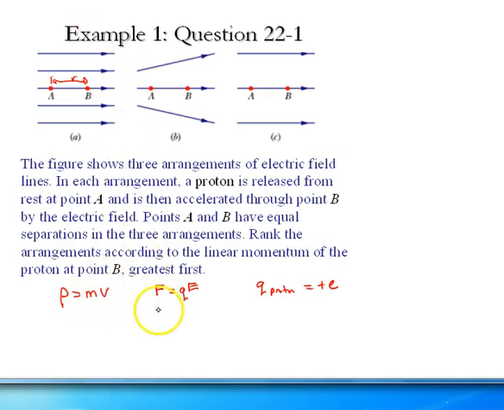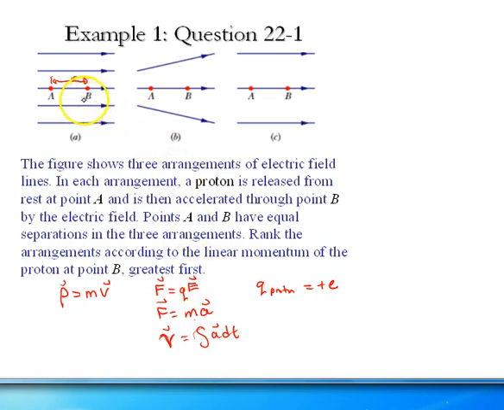So what else do we know? We know that force is equal to mass times acceleration. These are all vectors. This is a magnitude of velocity for linear momentum, unless we do this, then it's the vector. And we know that the velocity is equal to the integral of a dt. So to compare the linear momentum, since the protons all have the same charge and the same mass, what we're comparing is the electric field.